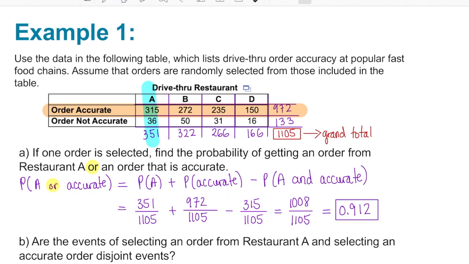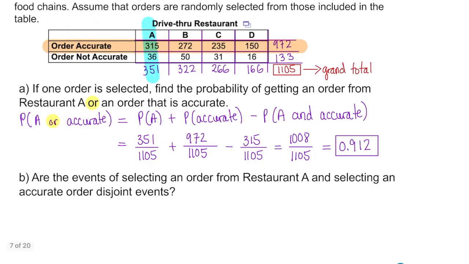There was no instruction, so I rounded to 3 significant figures. Question B. Are the events of selecting an order from restaurant A and selecting an accurate order disjoint events? So I'm wondering if the event accurate and the event from restaurant A are disjoint.